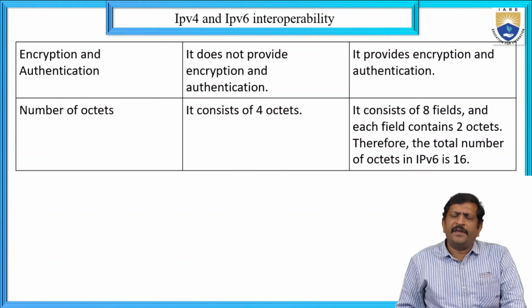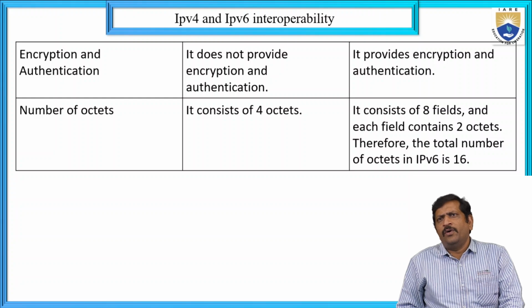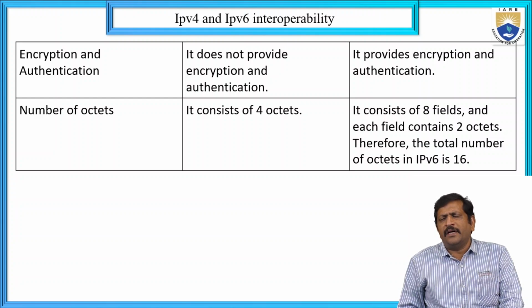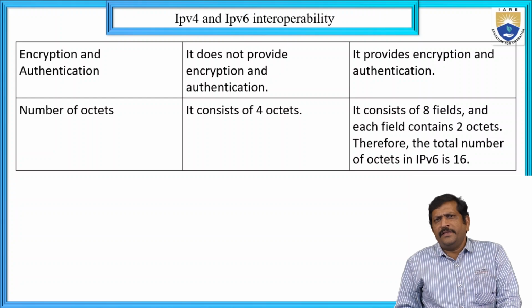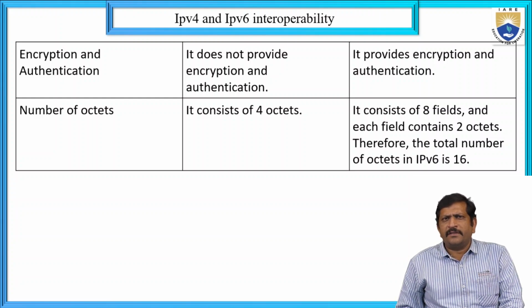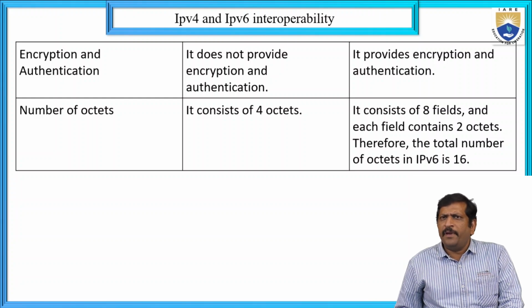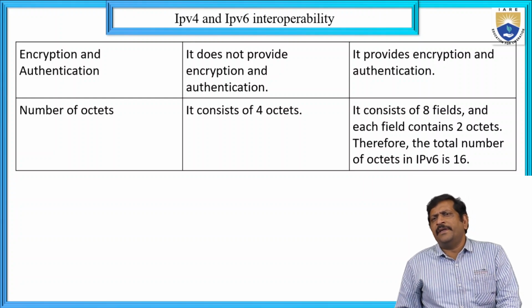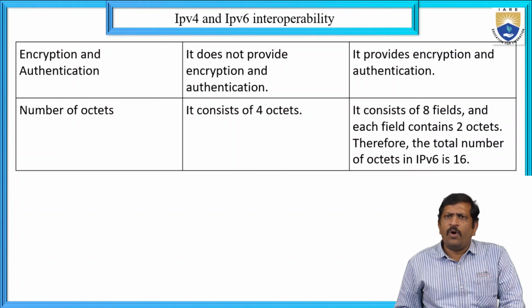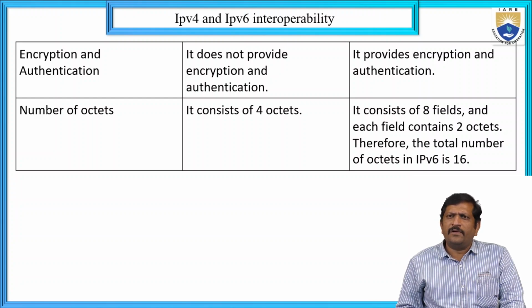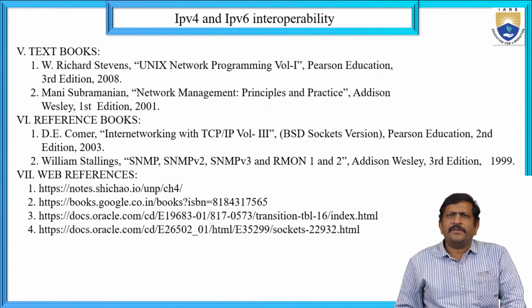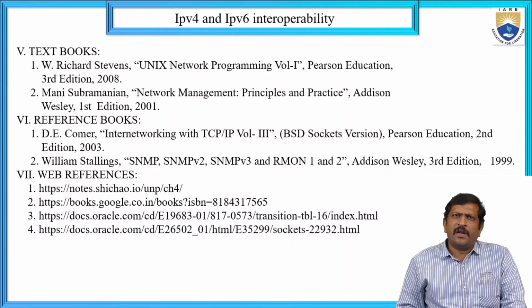Encryption and authentication. IPv4 doesn't provide encryption and authentication, but IPv6 does. IPv4 consists of octets, that means 4 octets. IPv6 consists of 8 fields, and each field contains 2 octets, therefore the total number of octets in IPv6 is 16.